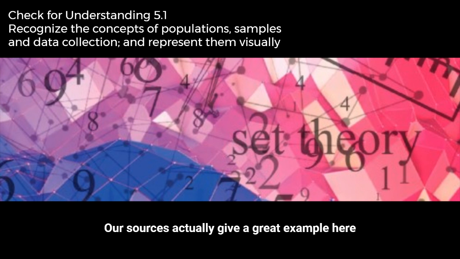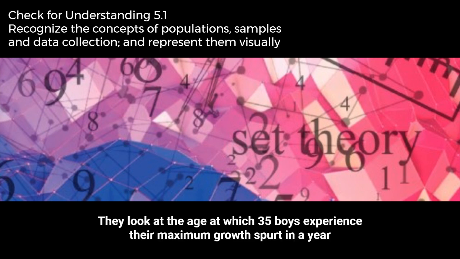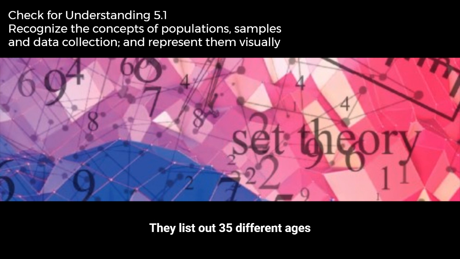Our sources actually give a great example here. They look at the age at which 35 boys experienced their maximum growth spurt in a year. They list out 35 different ages. Yeah, just a long list of numbers. And it's hard to see any pattern in that, right? Just looking at the raw data. Exactly. That's where the frequency distribution comes in. It helps us see the underlying pattern.